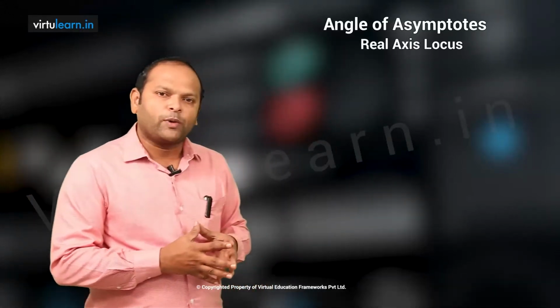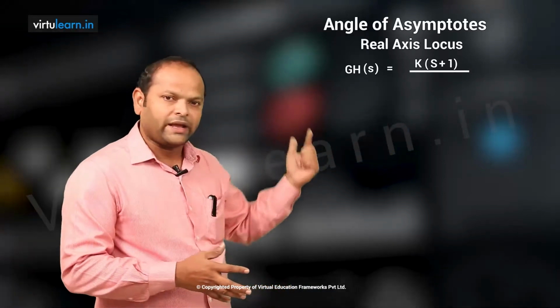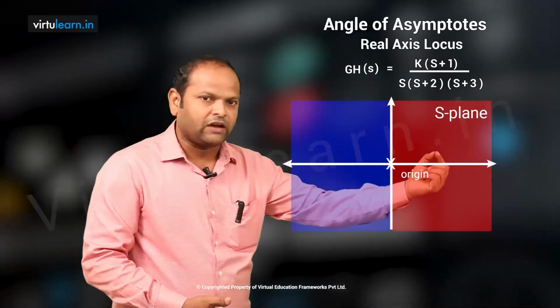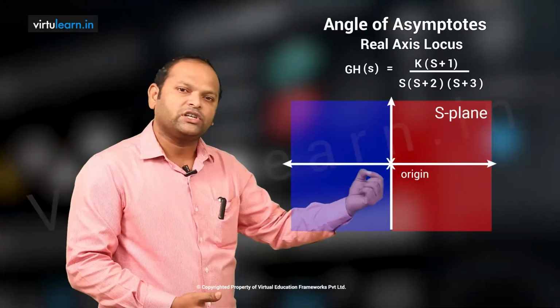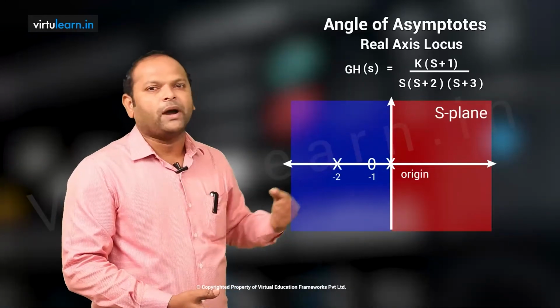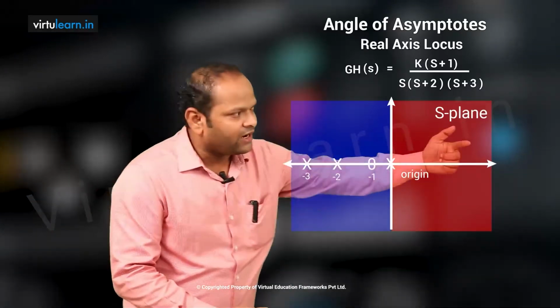So for example, if you take the same problem, I have the open loop transfer function G(s)H(s) equal to K(s+1) divided by s(s+2)(s+3). We already know how to locate poles and zeros. So I am going to locate here, this is the origin in this S plane. At the origin I have a pole, then I have a zero at minus 1, then at minus 2 I have one more pole, and at minus 3 another pole. Therefore the entire real axis I can divide into different segments.